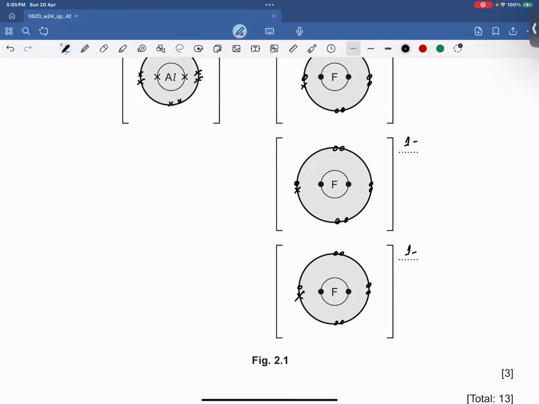I hope it makes sense to you. That's a brilliant sort of question and analysis, I must say. That's the end of question number 1. Let's move on to the next question.